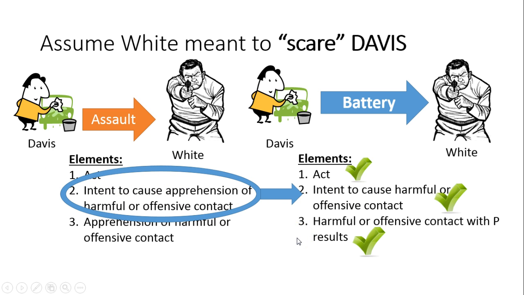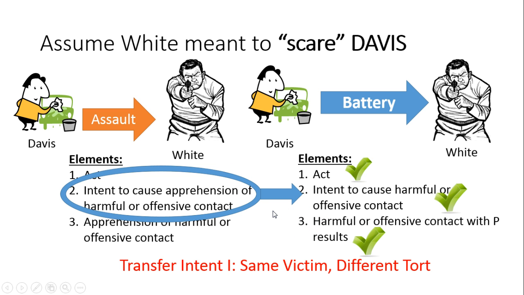And this will allow him to prove battery. This is the first kind of transferred intent known as, in your casebook, transferred intent type 1. I don't want you to only know them by those labels because courts don't use them as transferred intent type 1 label, but just so that when you're looking through your notes, you can link them up to how your author's talking about them.